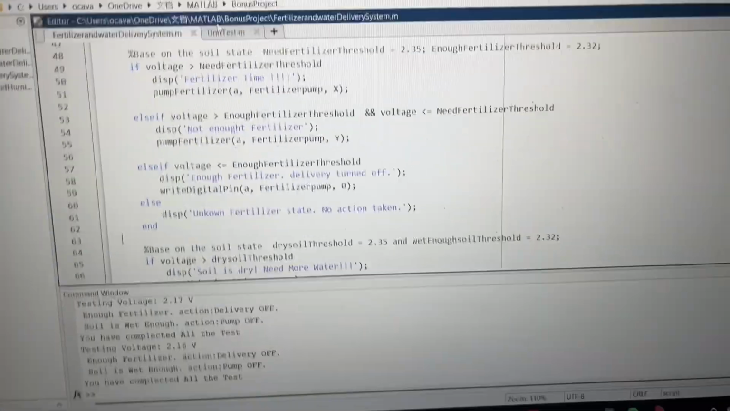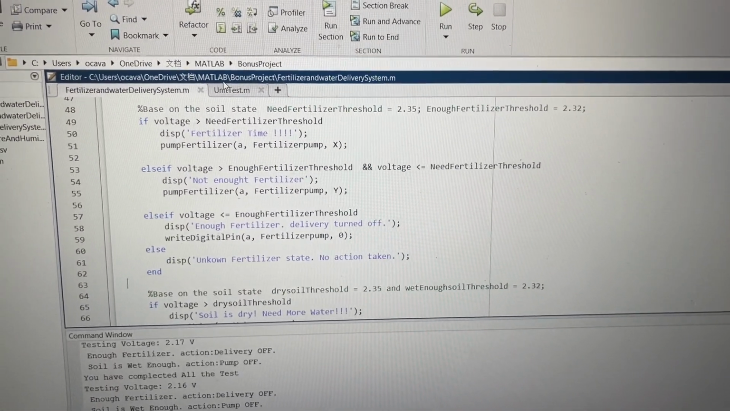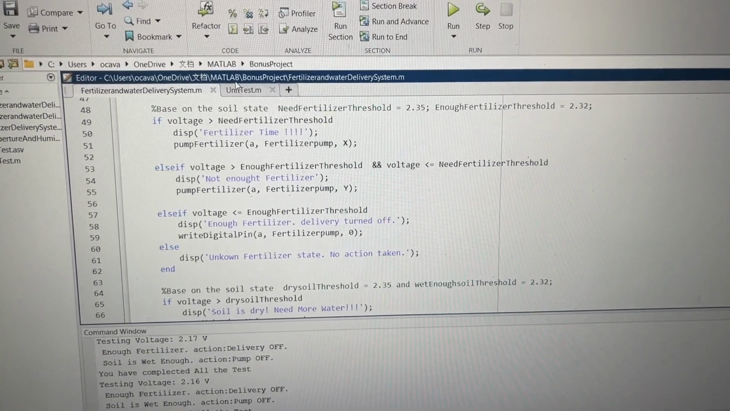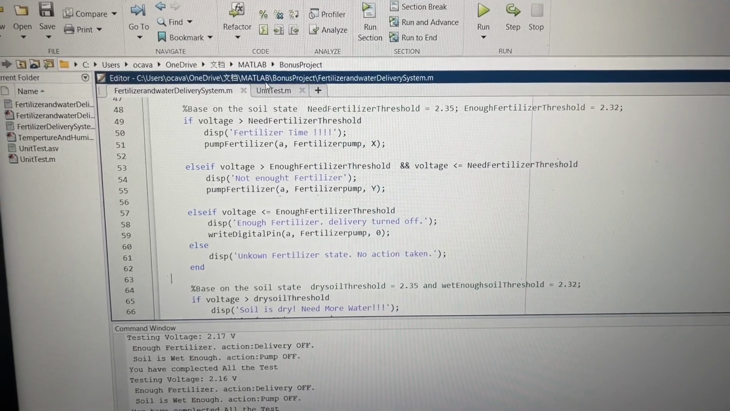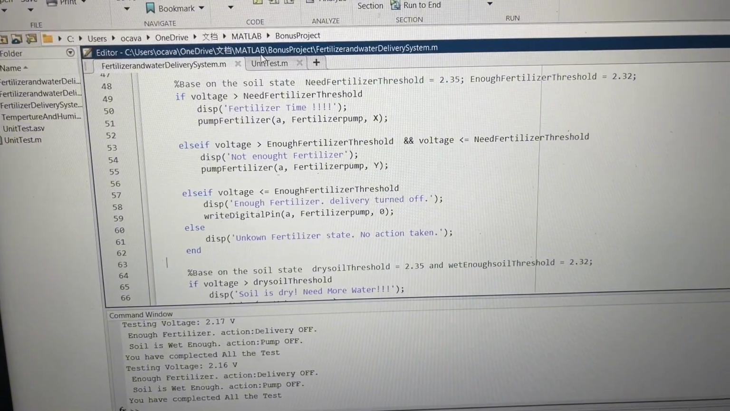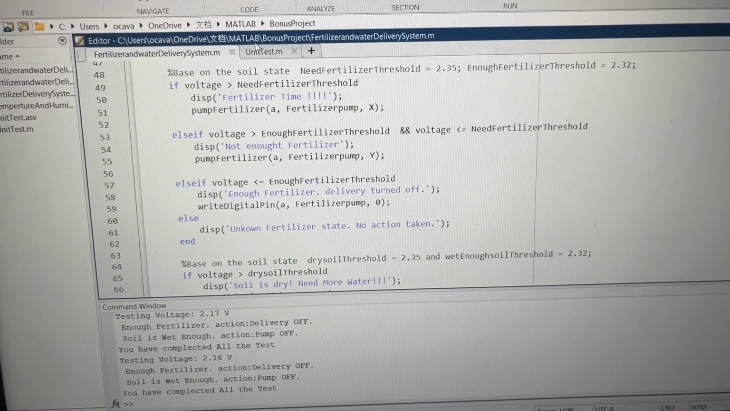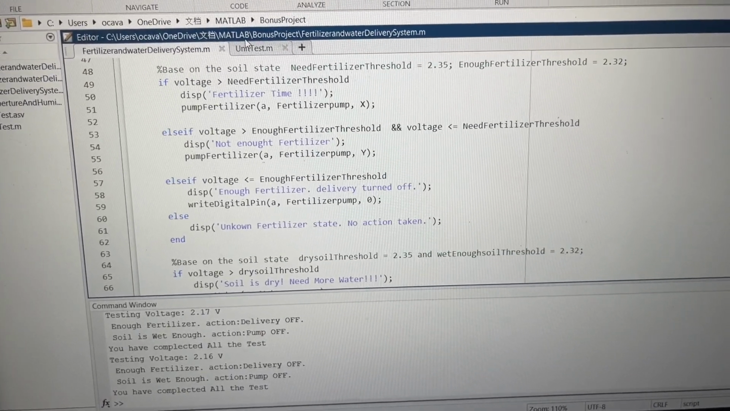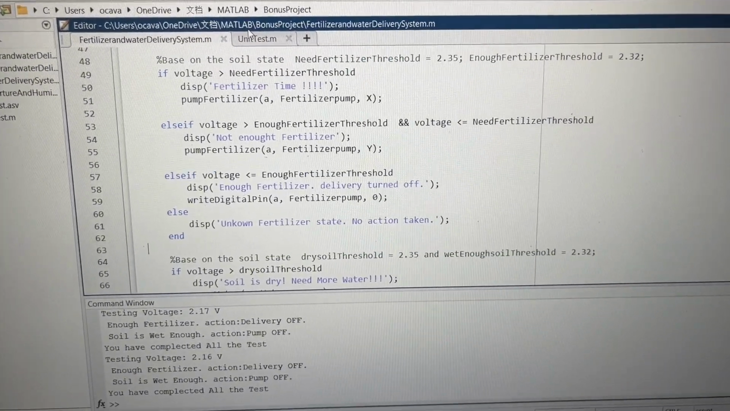Here are the if statements that we're going to talk about. The first thing is we had to set up the threshold, which is 2.35 for need. So the first statement is: if voltage is bigger than the need fertilizer threshold, where the voltage is the data we're getting from the soil moisture sensor compared to my needed fertilizer threshold. If this is satisfied, then it's considered as needing more fertilizer. So in fertilizer terms, that means getting a lot of fertilizer into the plants.